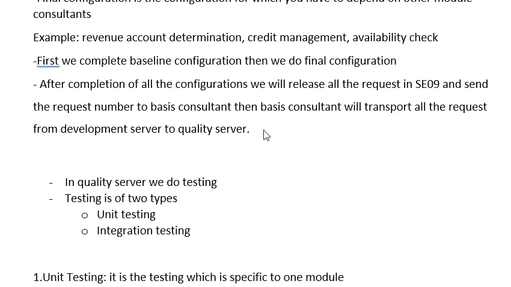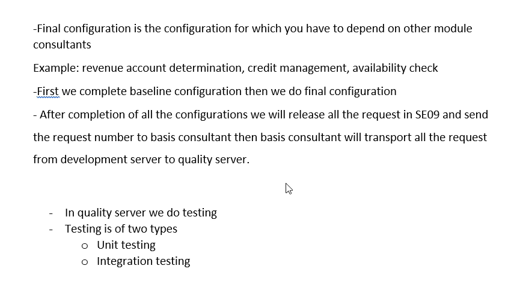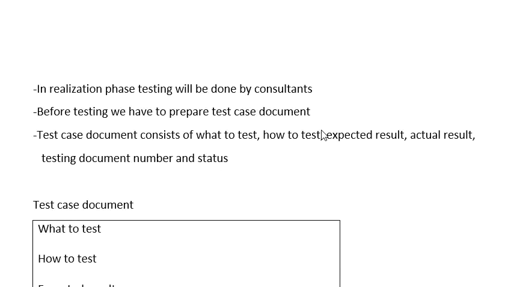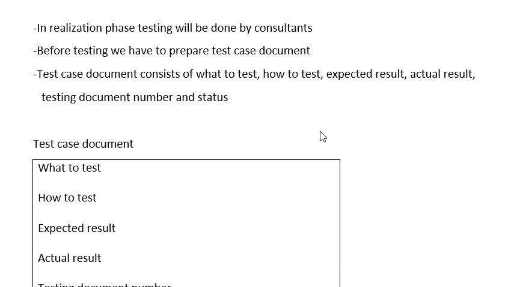So in quality server, we do testing. Testing is of two types, that is unit testing and integration testing. What is unit testing? Unit testing is testing which is specific to one module, and integration testing is testing for which you have to depend upon other module consultants, like credit management, revenue account determination, and availability check. In realization phase, testing will be done by the consultants.